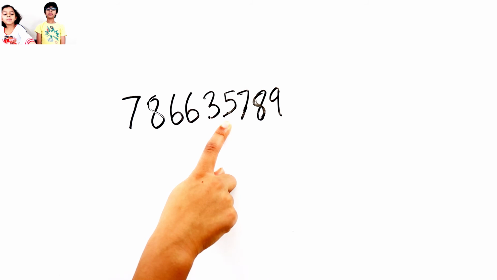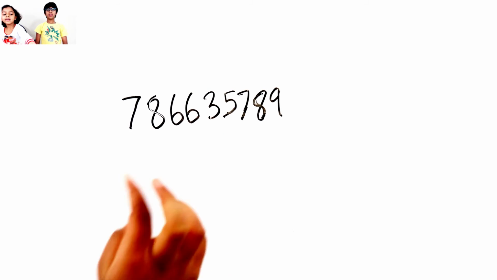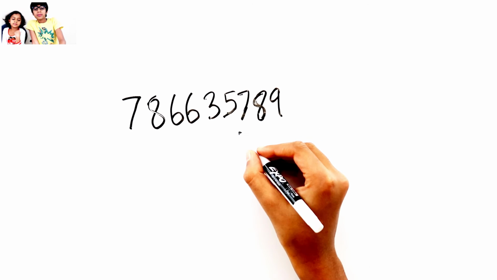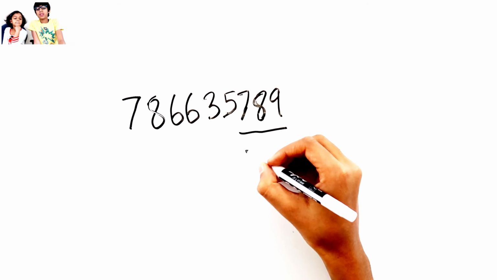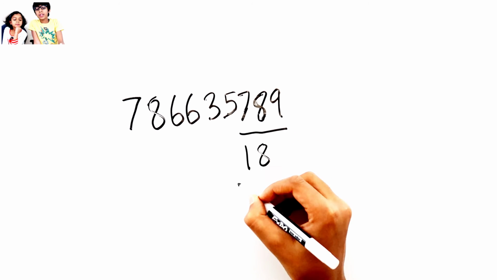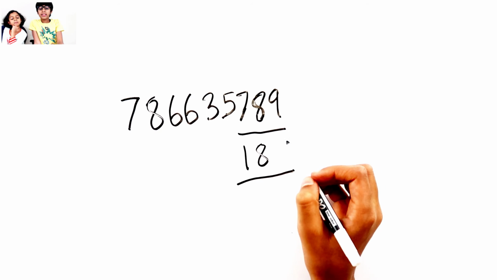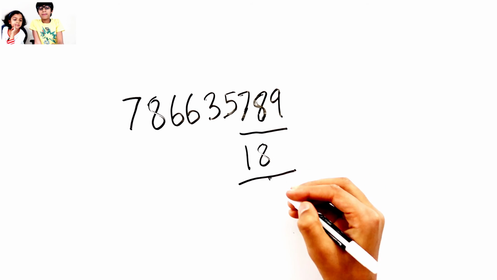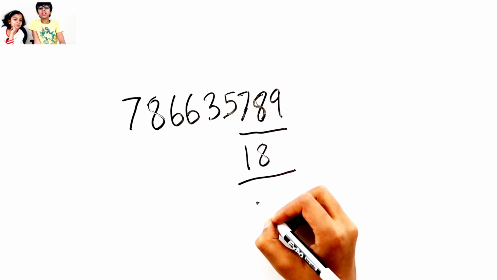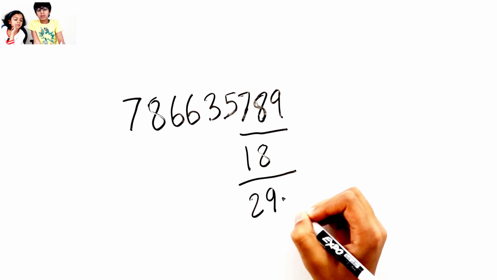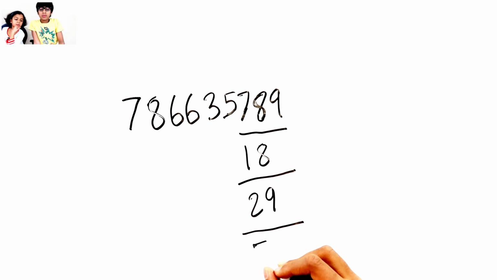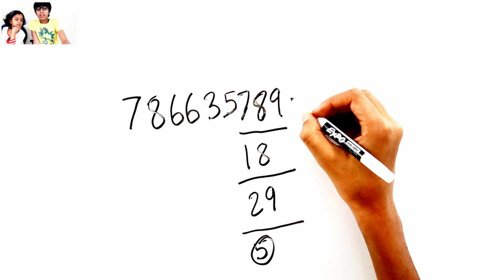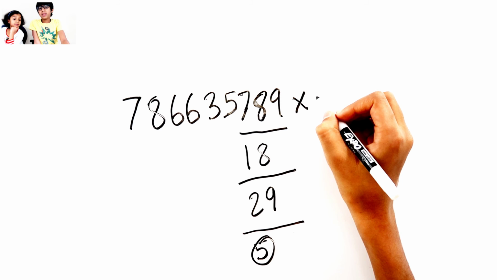Will you be able to divide this number by 8? Let's find out. Okay, so 7 divided by 2 is remainder 1. I'll put the 8 over here. 18 divided by 4 is remainder 2. Now I need to put the 9 here. 29 divided by 8 is remainder 5. That means this number cannot be divided by 8.